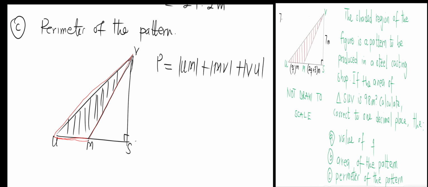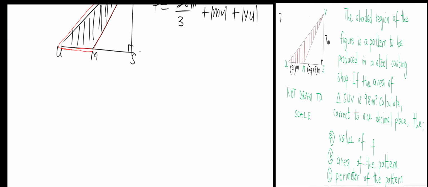Good. So we know our UM is the same as 25 out of 3 meters. But we don't know our MV and our VU. So we are going to work on MV and UV before we substitute their values. So let us work on MV and UV.